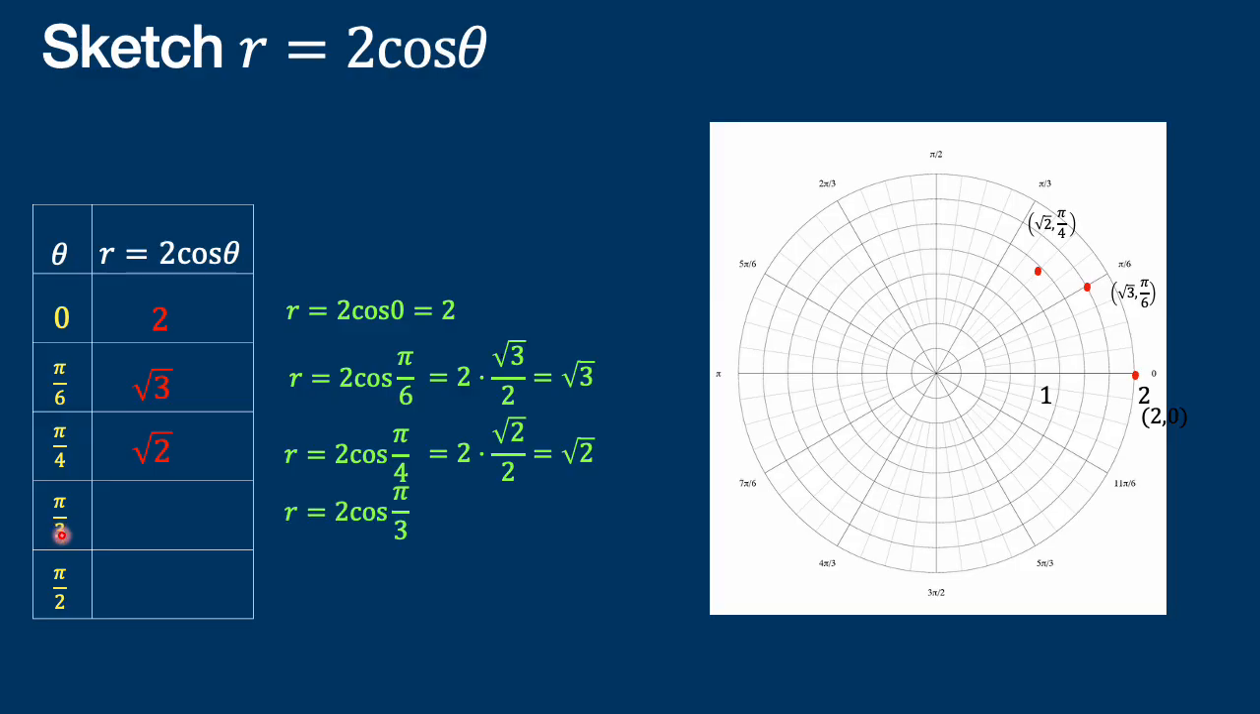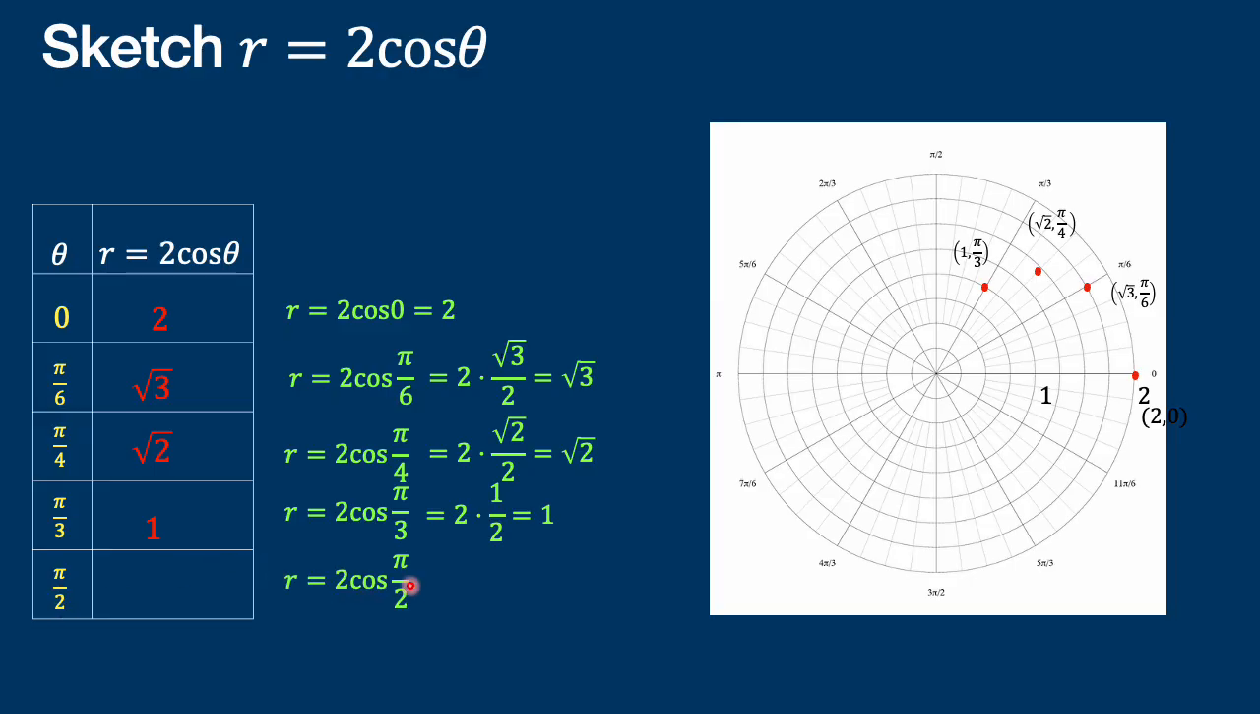Now, theta is pi over 3. r is 2 cosine pi over 3. Cosine pi over 3 is 0.5. That's 2 times 0.5, which is 1. So the pi over 3 line is right there. Distance from origin is going to be 1. That's the circle we talked about. You plot the point right there. That's the 1.